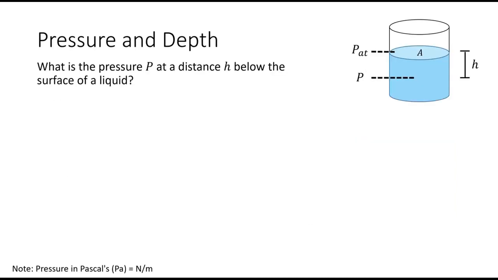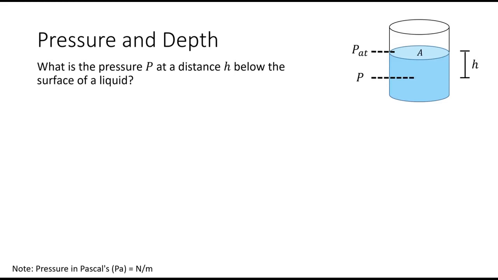Okay, so now we want to think a little bit about how pressure varies as a function of depth. It turns out that pressure at a particular distance below the surface of a liquid will be different than the pressure at the surface of the liquid. And we want to figure out how pressure changes with depth.